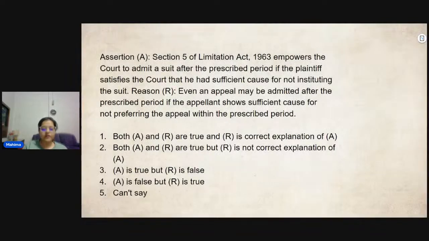Assertion: Section 5 of the Limitation Act 1963 empowers the court to admit a suit after the prescribed period if the plaintiff satisfies the court that he had sufficient cause for not instituting the suit. Reason: Even an appeal may be admitted after the prescribed period if the appellant shows sufficient cause for not preferring the appeal within the prescribed period. Both A and R are true and R is the correct explanation of A. Both A and R are true but R is not the correct explanation of A. A is true but R is false. A is false but R is true. Can't say.